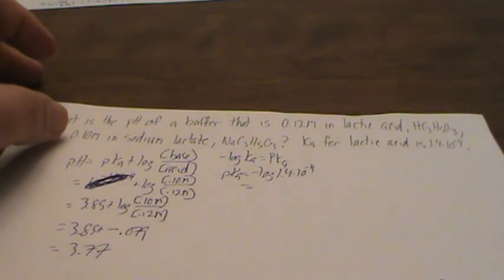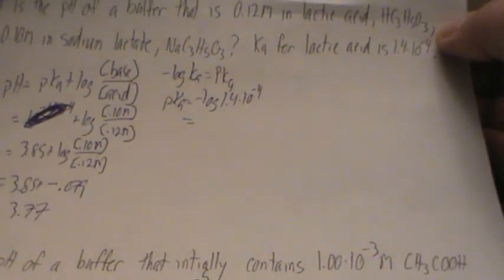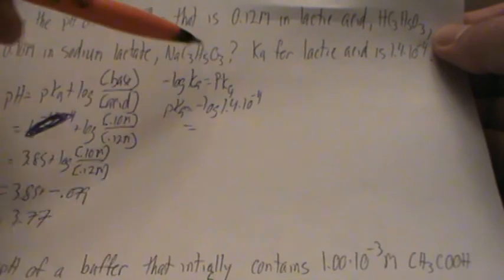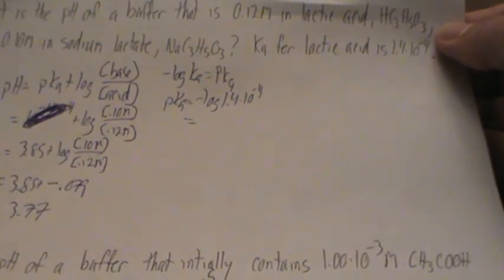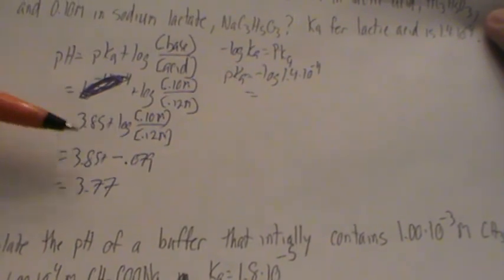Now, how could we possibly check this? Well, we could run through the ICE table of dissociating lactic acid, and the common ion would be the lactate ion, and go that route and see what we come up with. But this is kind of a shorter route that we can possibly take.